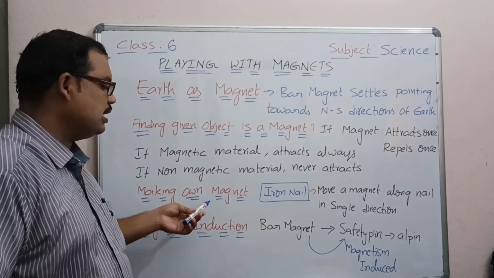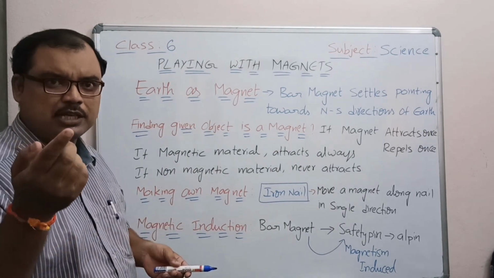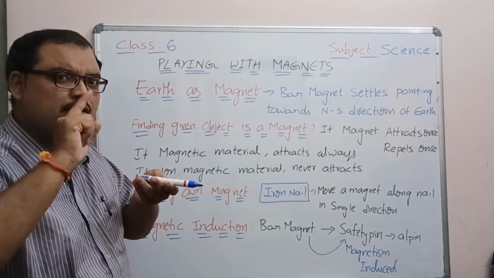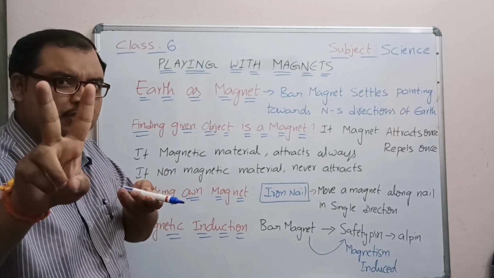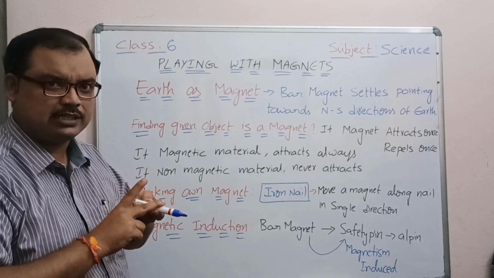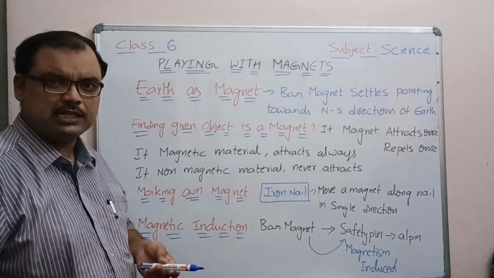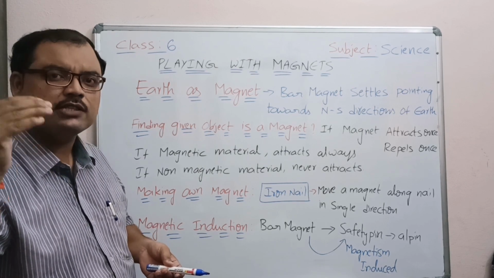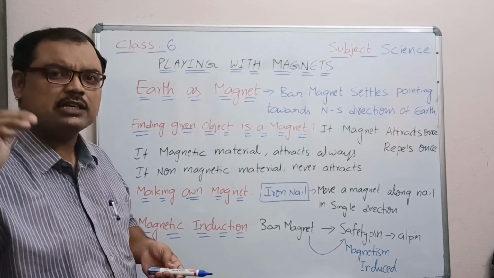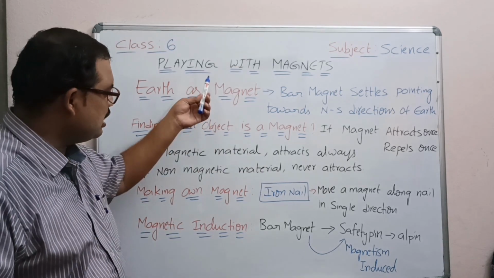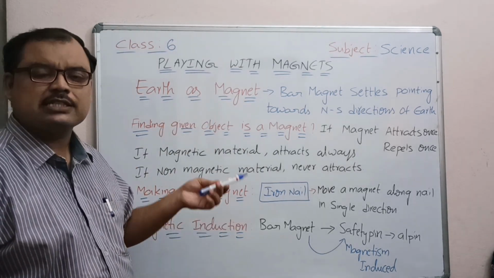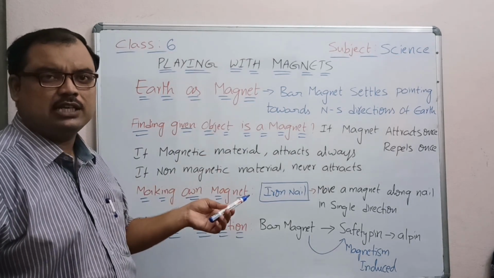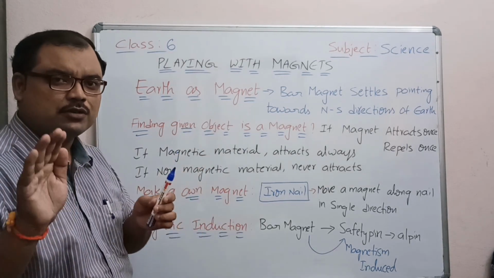The third activity is making a magnet just by bringing a bar magnet close to the iron nail. Remember, move along only a single direction. Point number 2, no physical contact. Then magnetic induction: the bar magnet transfers magnetic energy into the safety pin so that the safety pin can attract the awl pin. So just these 4 activities are in the book. It starts from activity 7, and make sure that these 4 activities are known to you.